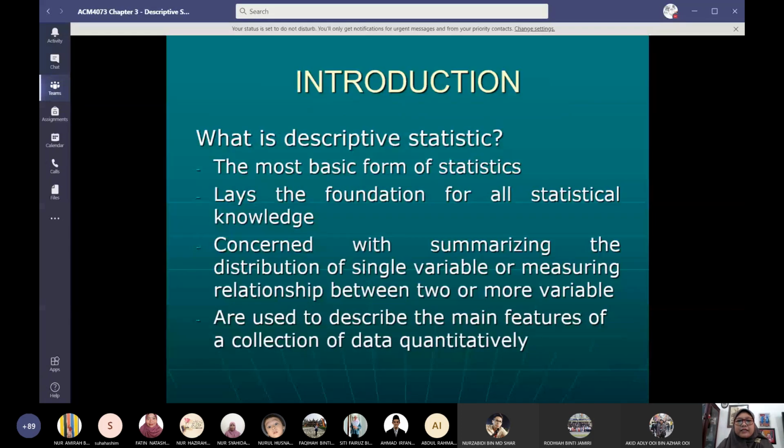What is descriptive statistics? This is the most basic form of statistics. Descriptive statistics usually you present in the beginning of your findings chapter. Before you go for correlation, t-test, ANOVA, you must present the descriptive statistic first. Yeah? It includes demographic background, such as gender, age, education background, or the nature of subjects you are studying.